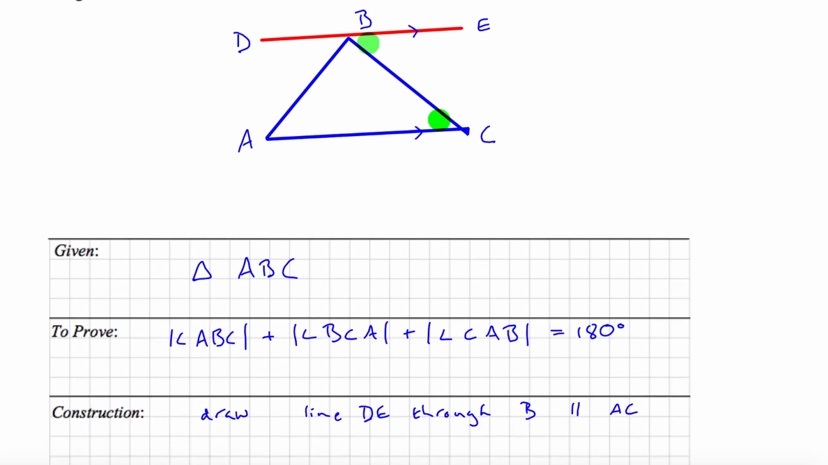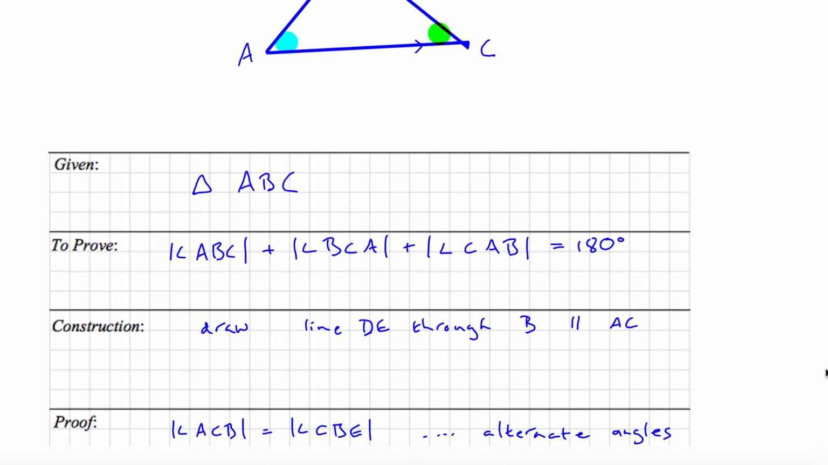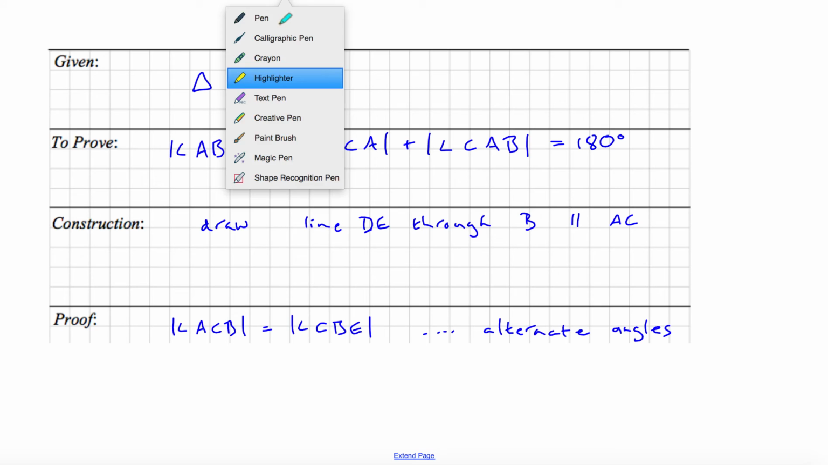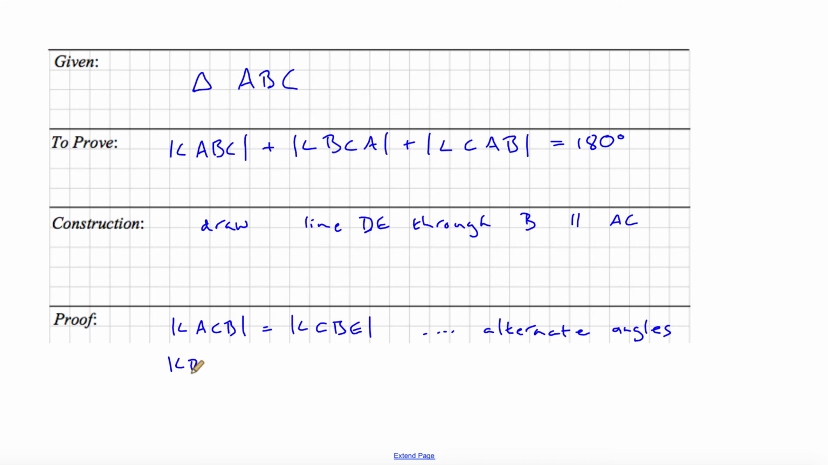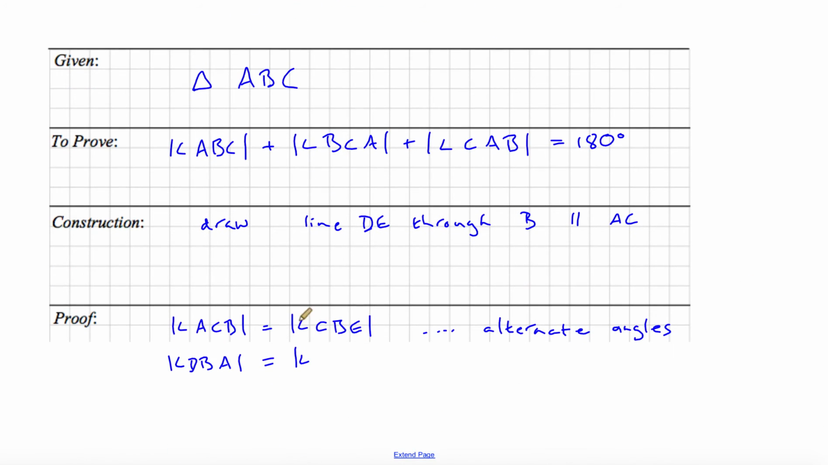Okay, go back to the diagram. We also see then that this angle here, the blue angle, and this one here are equal for the same reason. So that's the angle DBA is equal to the angle BAC. So the size of the angle DBA is equal to the size of the angle CAB. And the reason again is alternate angles.